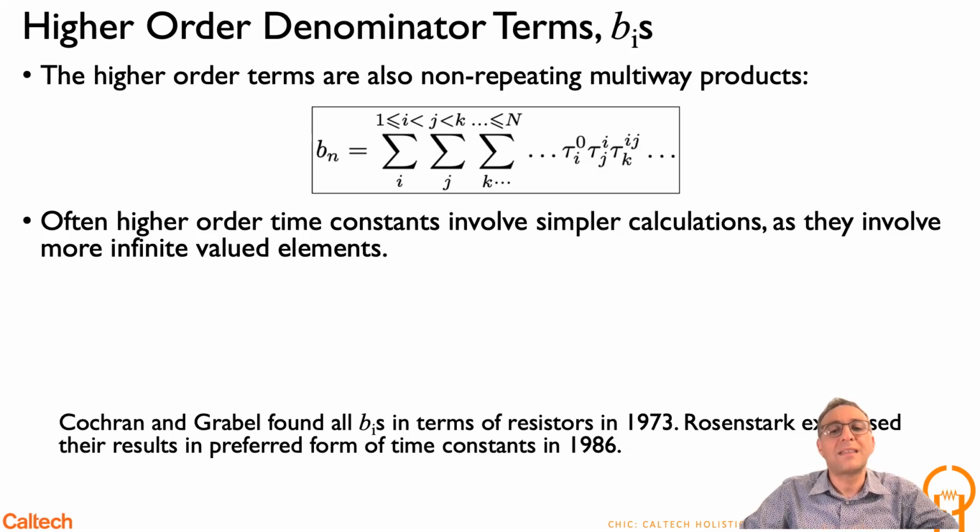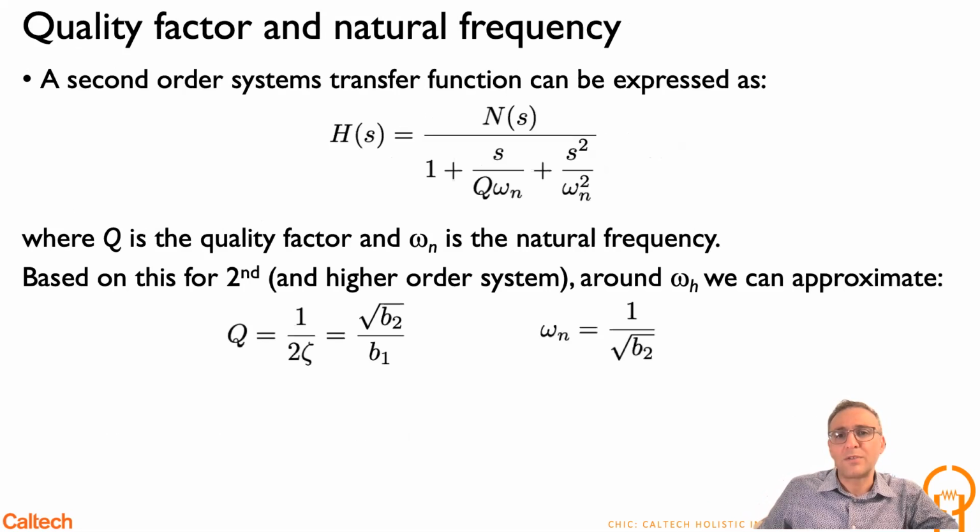And this is basically the method for the denominator that Cochrun and Grabel proposed in 1973. Initially it was written in terms of resistors, inductors, and capacitors, and Rosenstark wrote them in terms of time constants for the denominator. Now, the question is, what happens to the numerator? Can we do the numerator? And we'll get to that. But before we do that, let's see what else we can learn from higher order terms in the denominator. For example, if you have a second order system and you want to approximate the second order behavior of the system, if you have peaking and ringing and things of that sort.